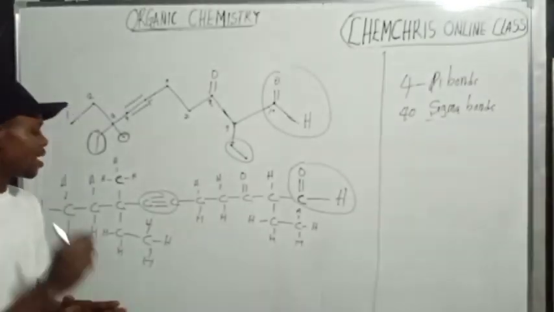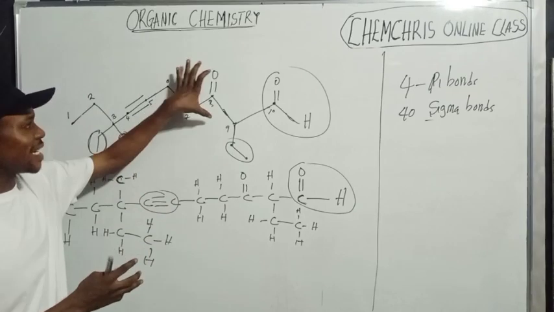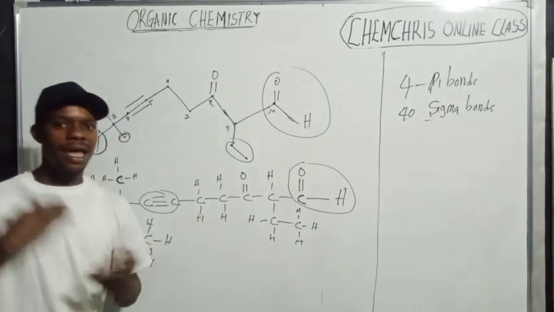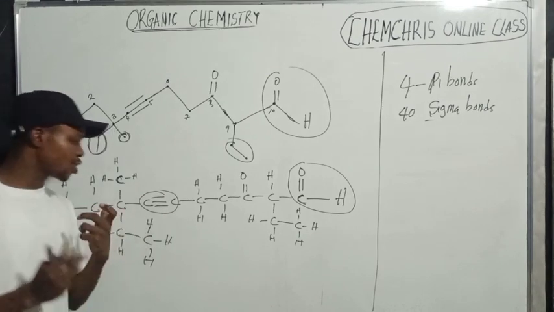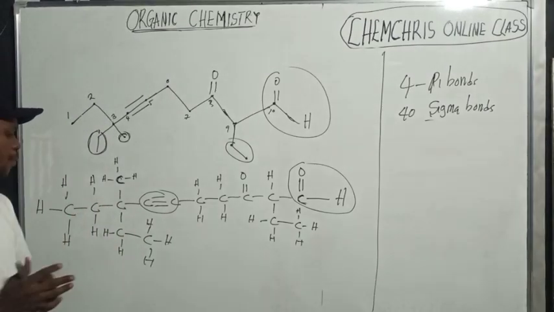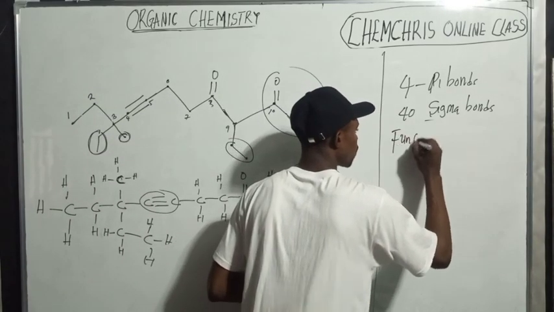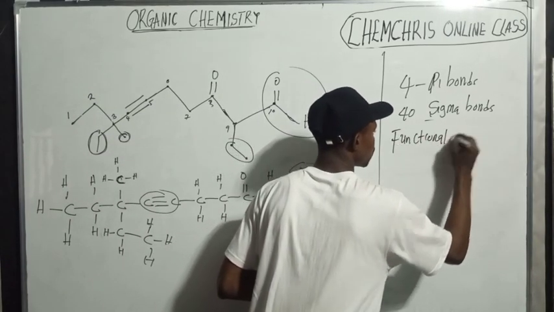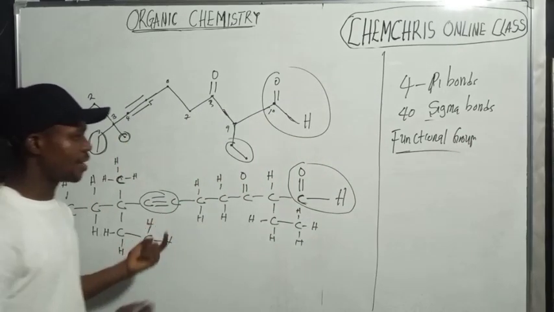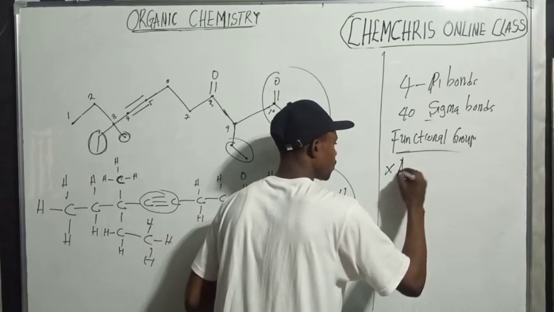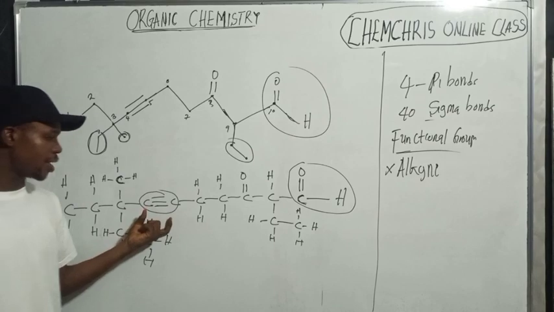So the question will be, how do we convert it to a condensed formula? But before we do that, what are the functional groups here? Here we have an alkyne. So the first one is an alkyne, because of the triple bond here, right?